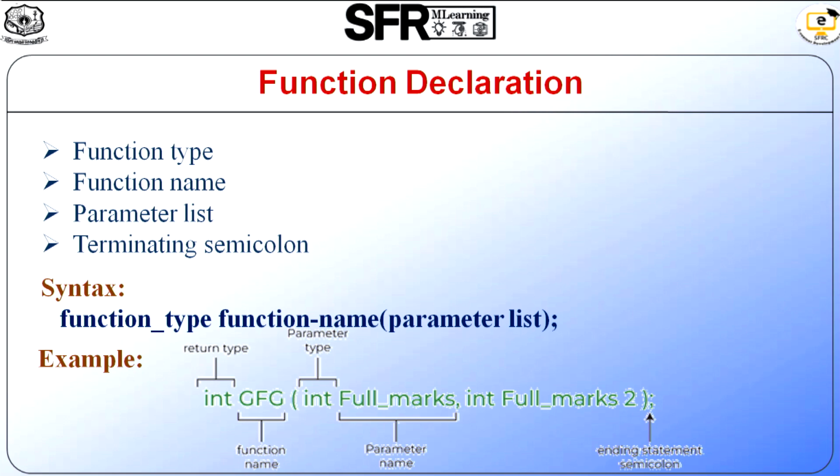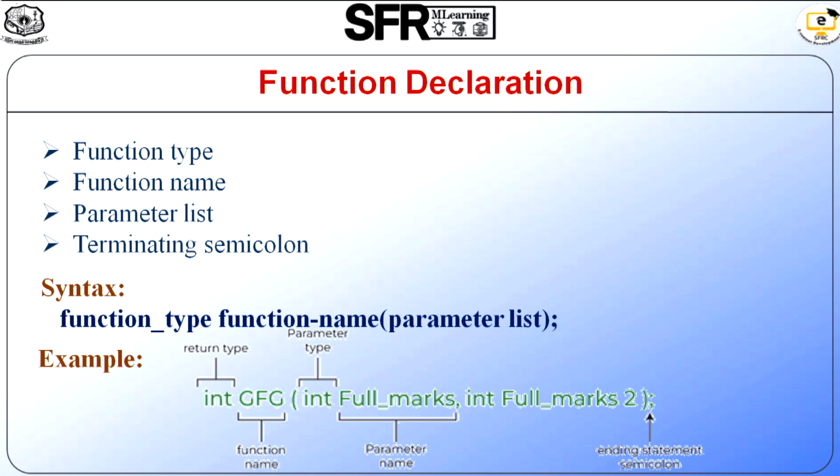Function declaration. Function declaration is the third part of the function implementation. It also has 4 elements. The first one is the function type, the second is the function name, the third is the parameter list, and the last is the terminating semicolon. Function declaration is the same as the function definition, except that the semicolon must be included at the end of the statement.